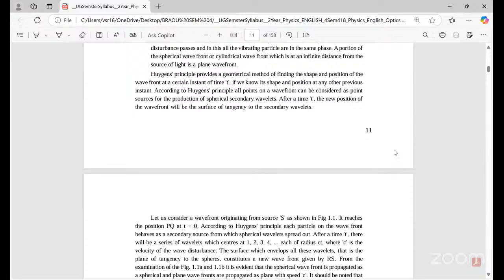If we know the shape and position at any previous instant, then according to the principle, all the points on the wavefront can be considered as point sources for the production of spherical secondary wavelets. Later on, at any instant, the position of the wavefront will be the surface of tangency of the secondary wavelets.